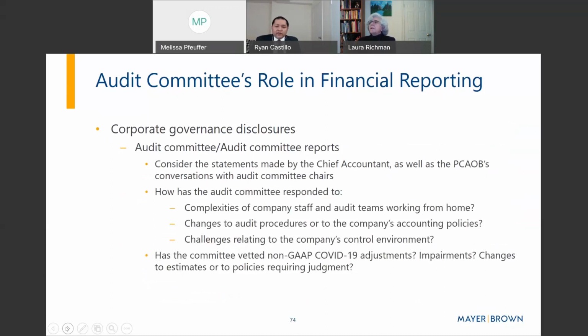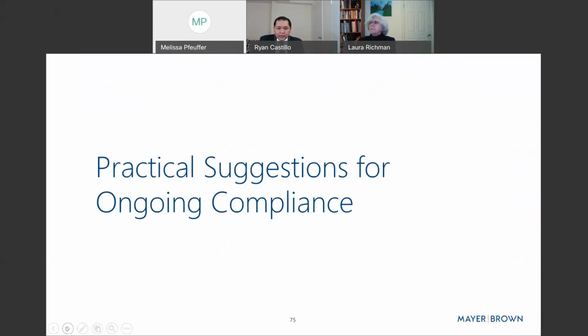On this slide, you also have additional questions to consider, including whether the audit committee has responded to challenges of audit teams working from home. Have they responded to changes to audit procedures or to the company's accounting policies? Any challenges relating to the company's control environment? Has the committee vetted non-GAAP COVID-19 adjustments, impairments, changes to estimates, or policies requiring judgments?